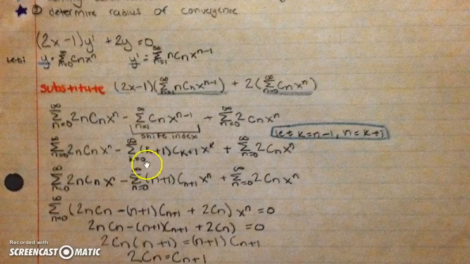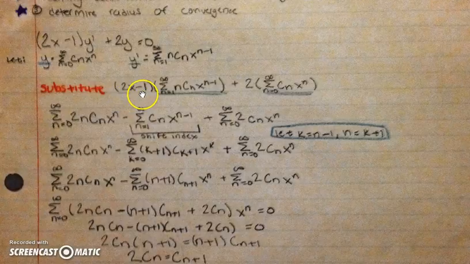So from here we can distribute out our 2x and our negative 1. We end up getting the summation n equals 0 to infinity of 2n c_n x^n, because the x here changes the x to the n minus 1 times x into x to the n, and then minus the summation n equals 1 to infinity of c_n x^(n-1), plus the summation n equals 0 to infinity of 2 c_n x^n, because this 2 here can distribute out to our y that we had right here.